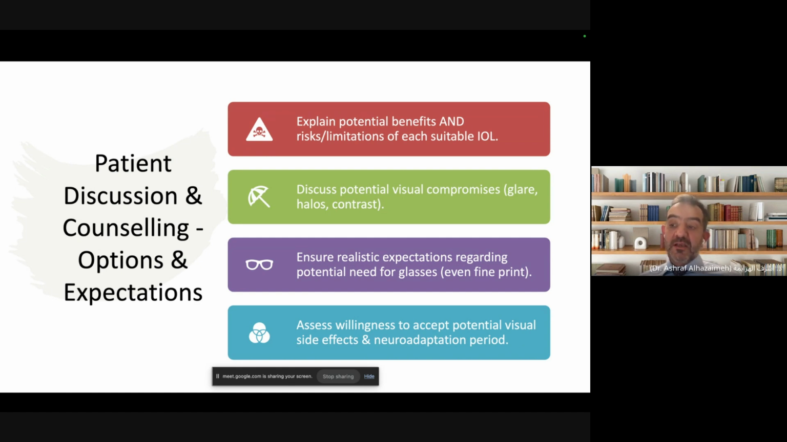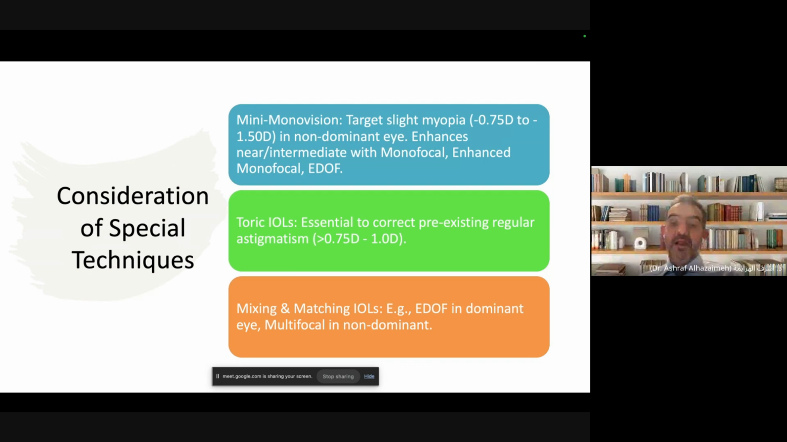Show the patients the near print cards in your clinic. Show the patients how small the fine print is, and don't talk to the patient in an abstract way. Like, you tell the patient, look, you will have some glare and halos and you will see the fine font. No, show the patient exactly what you are talking about, and let the patient know, as I said before, that you are educating him, giving him information rather than selling him a lens.